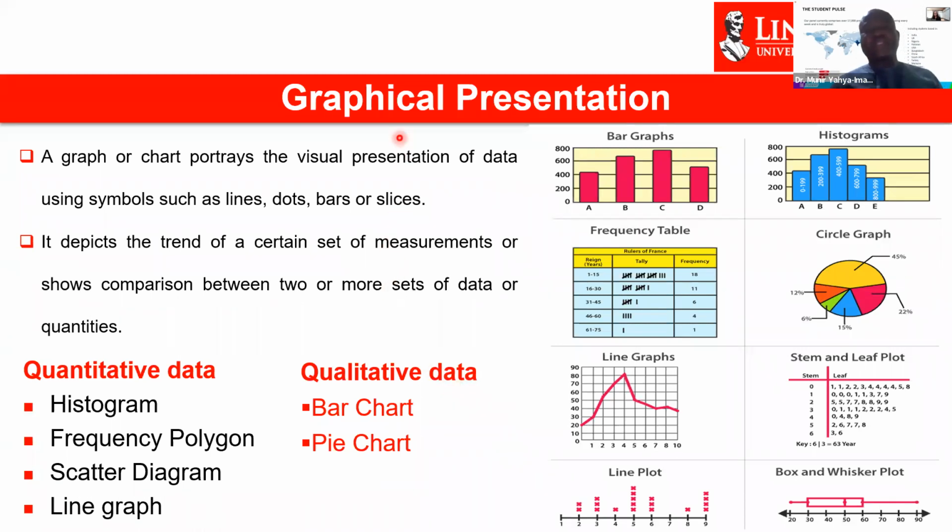Now, you can also represent your research or your analysis in a graphical form. That's where we have graphical presentation. A graph or chart portrays the visual presentation of data using symbols such as lines, dots, bars, or slices. It depicts the trend of a certain set of measurements or shows comparison between two or more sets of data or quantities. So for quantitative data, you use a histogram, frequency polygon, scatter diagram, and line diagram. Then for qualitative data, we have bar charts as well as pie charts.